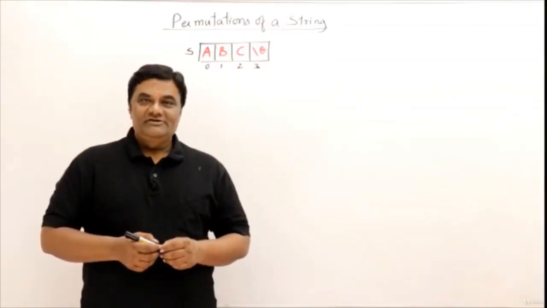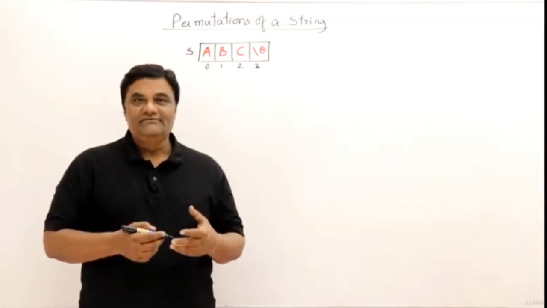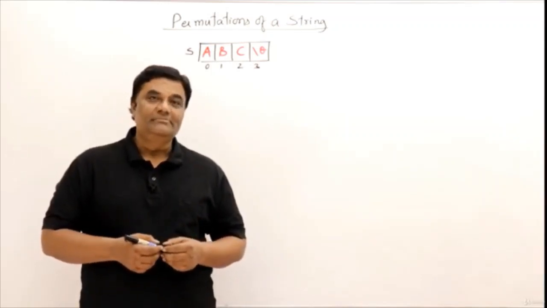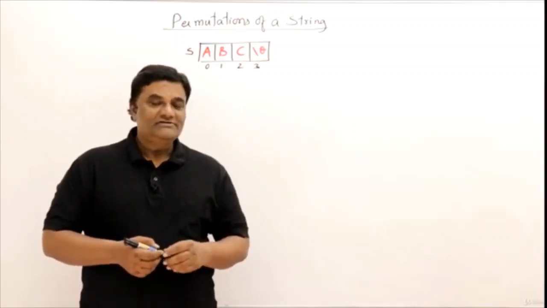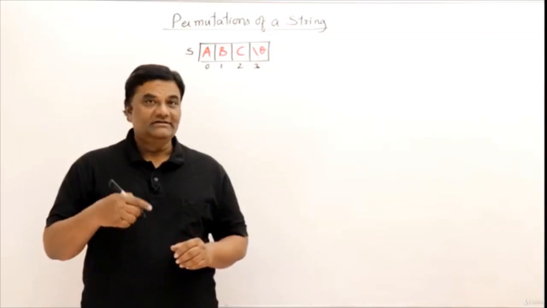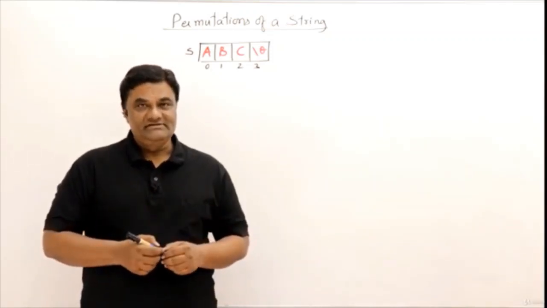The topic is permutations of a given string. First of all, we'll understand what it means by permutation. Then we will see the method of how to find permutations. There is more than one method. So in this video, I'll show you one method. Then in the coming video, you can find the second method for finding permutations.